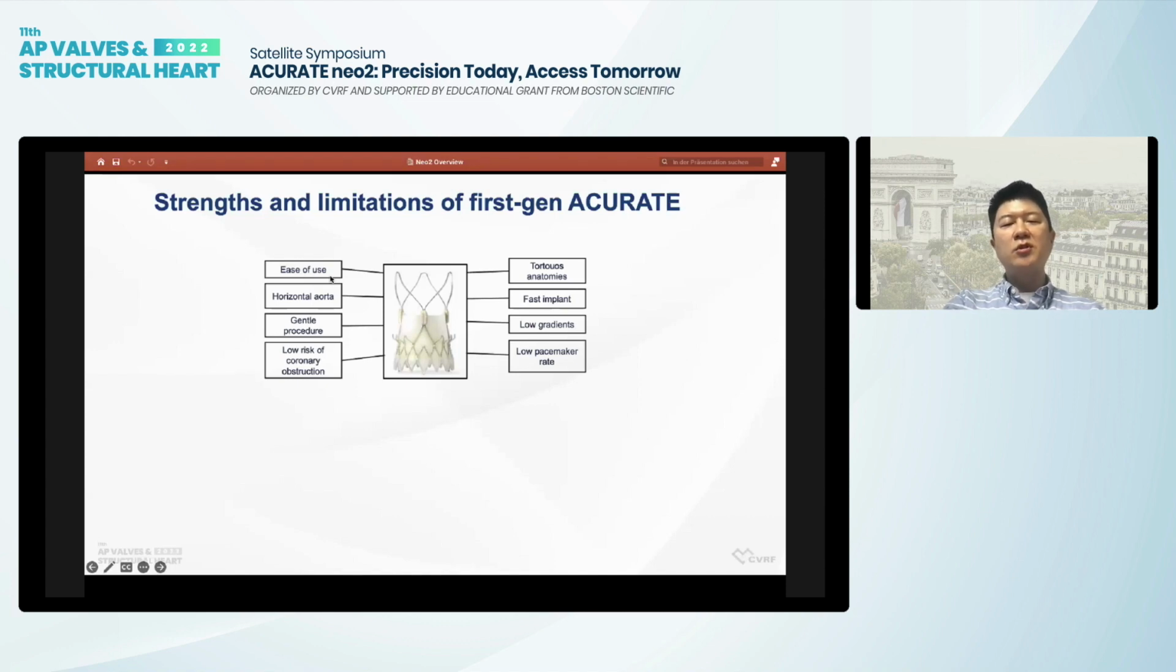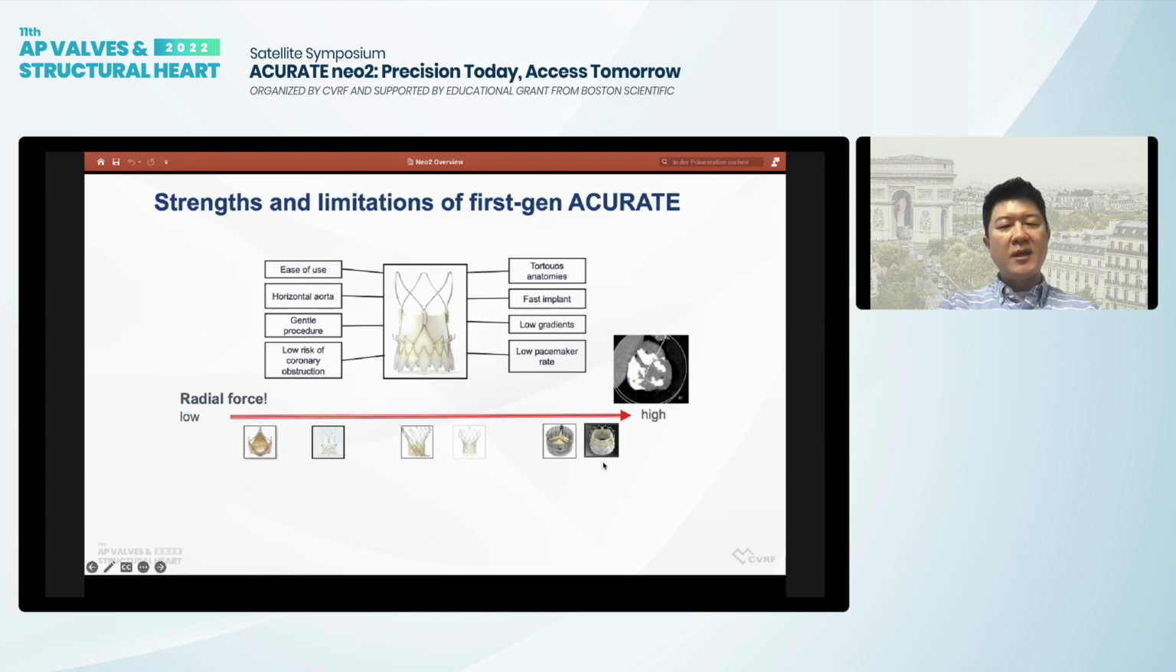It's relatively easy to use, so you can see that the implantation is quite straightforward and intuitive. Due to the stabilization arches, it is useful and suitable for horizontal aorta. There's a very low risk of coronary obstruction, and probably you have one of the best coronary access once it's implanted. Tortuous anatomies can be addressed, with fast implant. We have low gradients due to the supraannular design of the leaflets, and the ACURATE Neo, I think this is quite well known, has one of the lowest pacemaker rates among available devices.